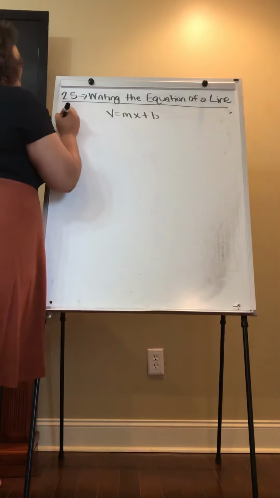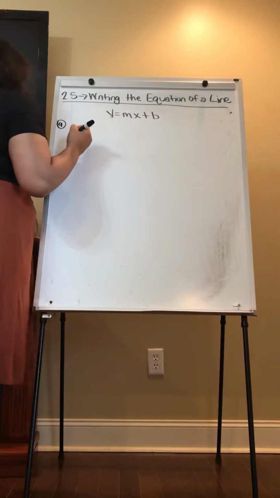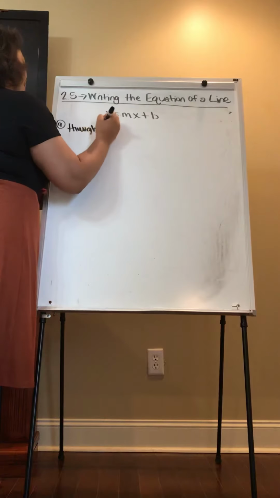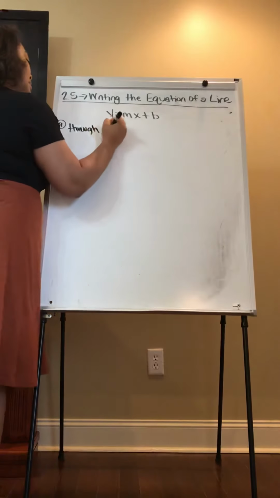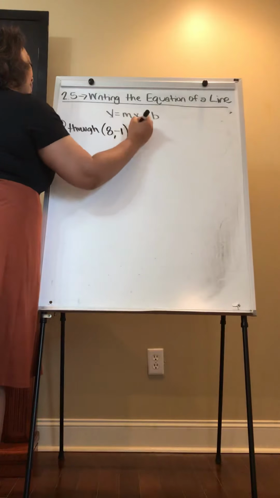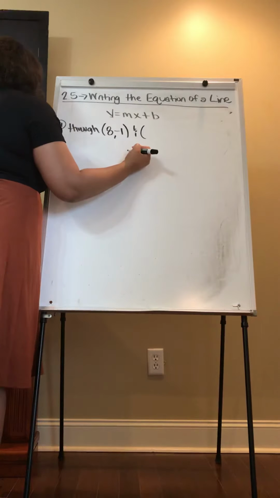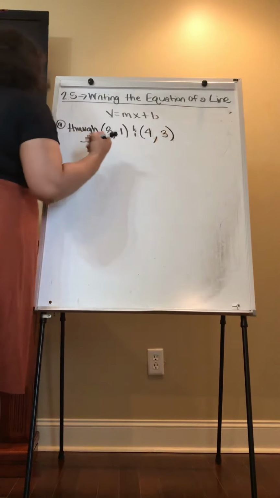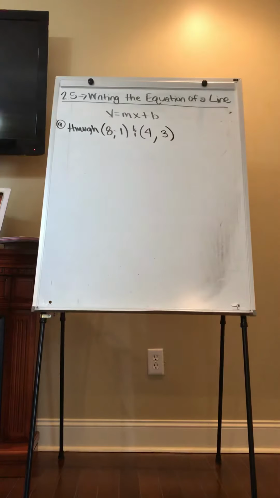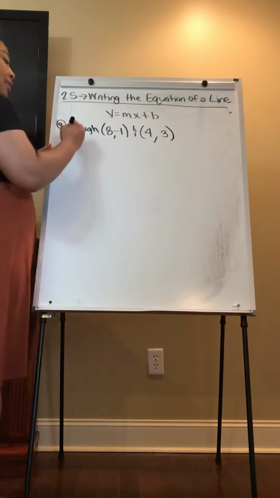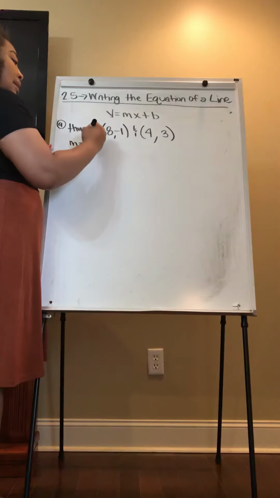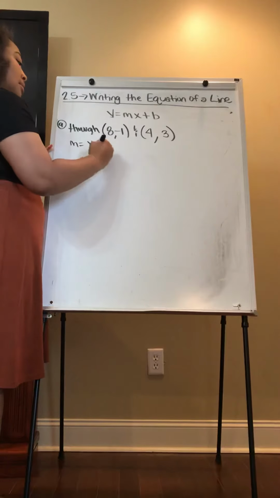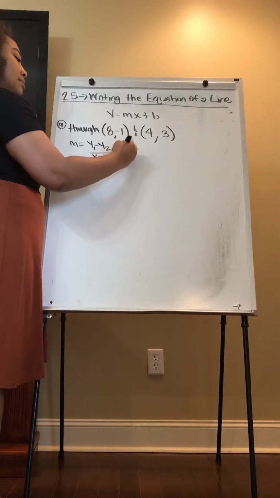Example 9. Write the equation of a line that's going to go through the point 8, -1, and 4, 3. Okay? Still 2 points. So you're going to have to find that slope. And again, that's going to be the subtraction of your y's over your x's.